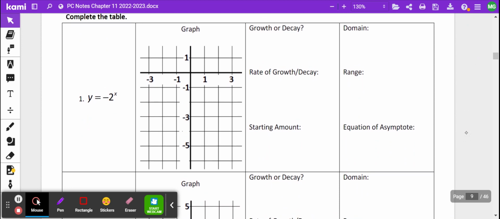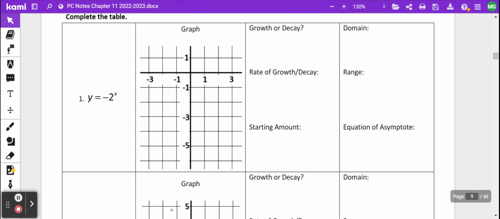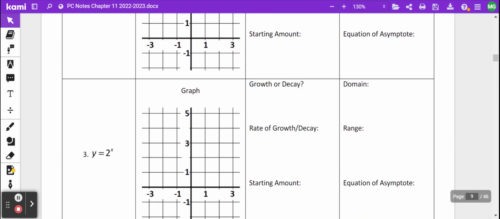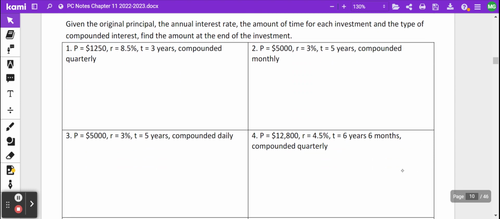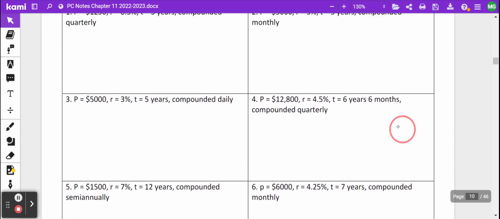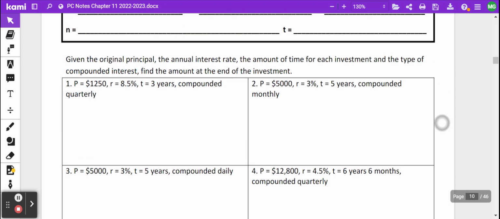Okay, so we're going to stop there. You're going to do this graphing in your calculator, and you're also going to do the next page for homework, which is the same equation over and over and over again, just looking at different values being put in, okay, and how much money you'll have after a certain amount of time.